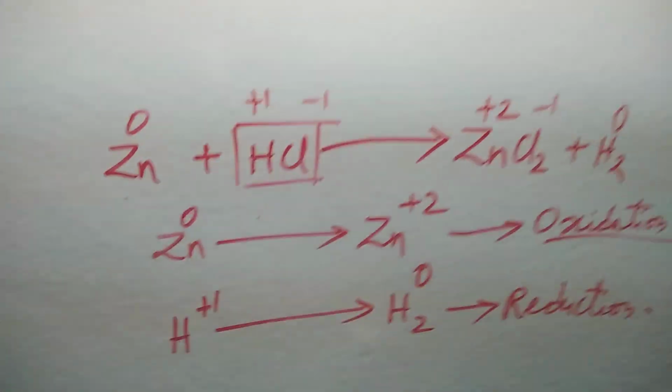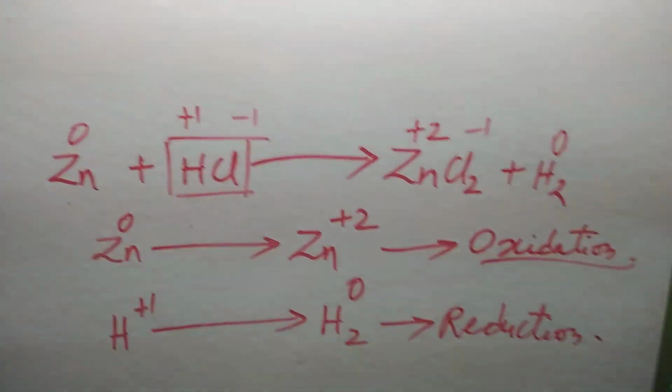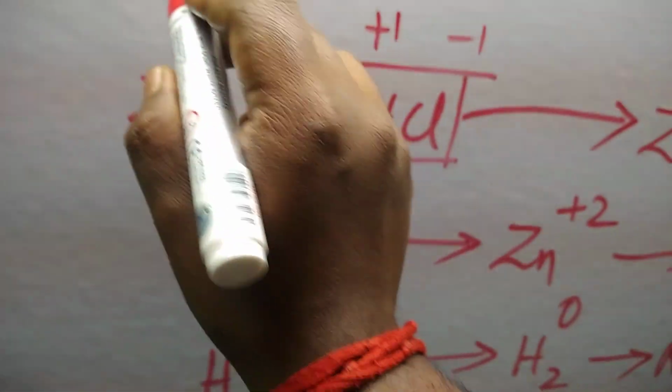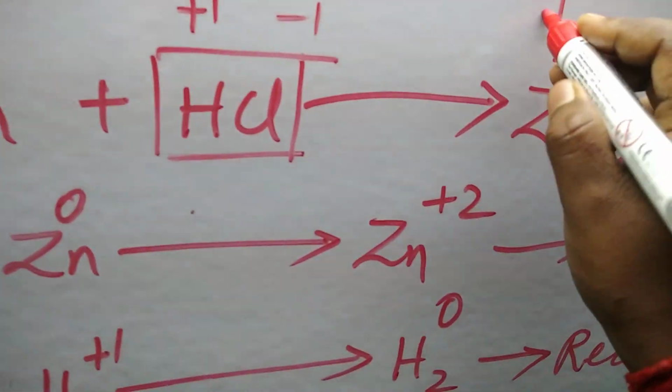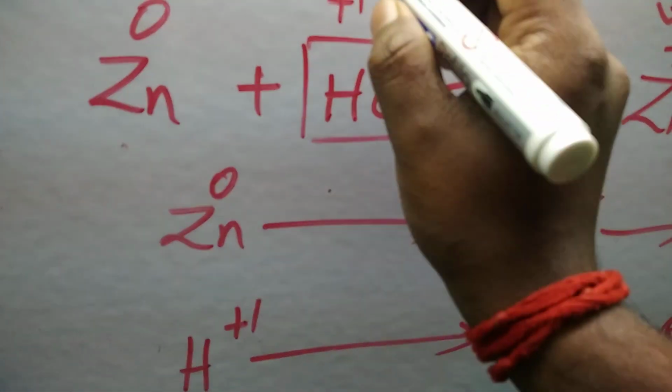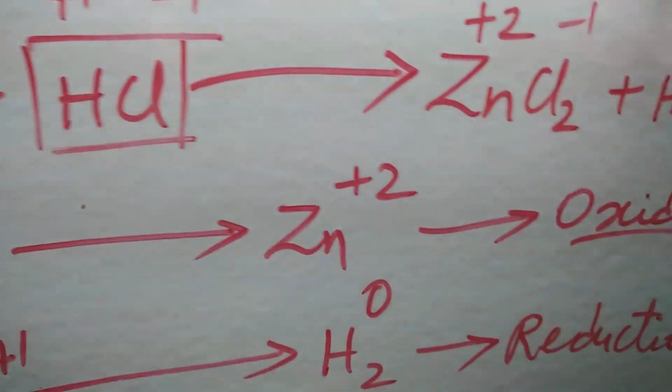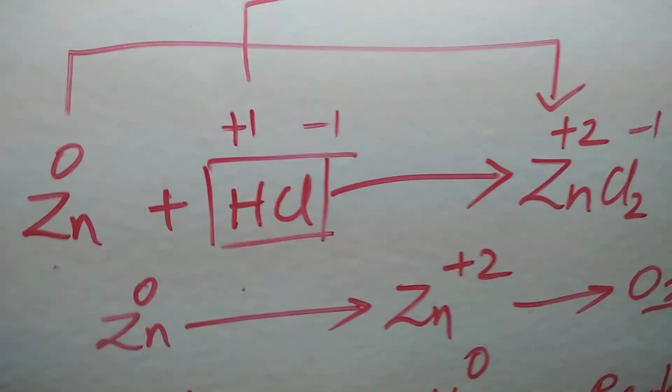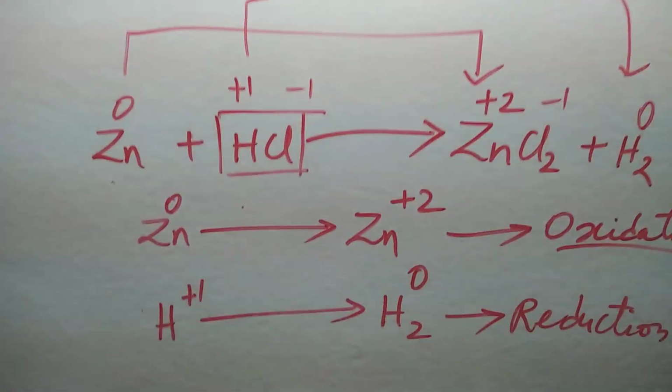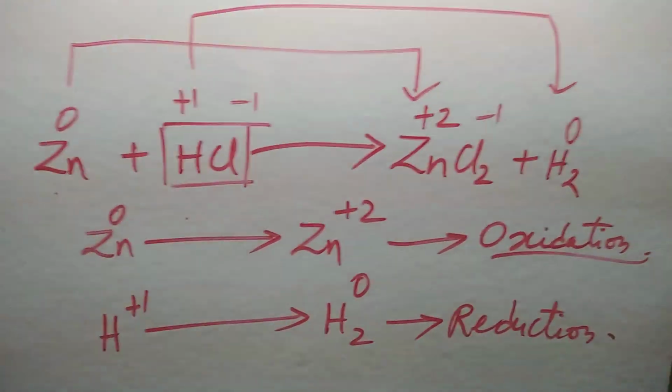Okay, students, understand? This is the half-reaction method. You can show it like this also. Arrow. It will be oxidation, it will be reduction. Okay, students, understand? Let's see another example.